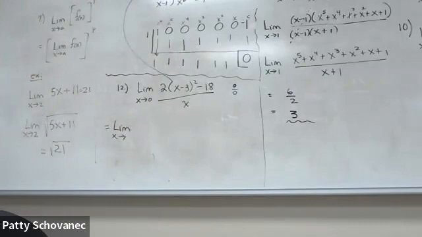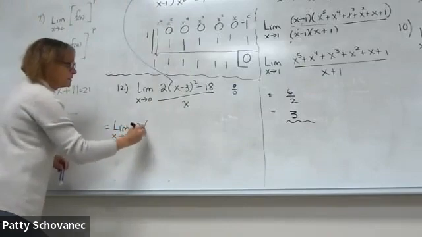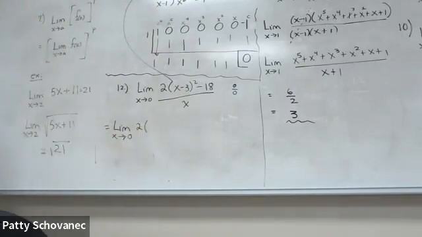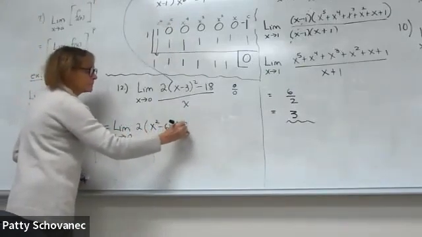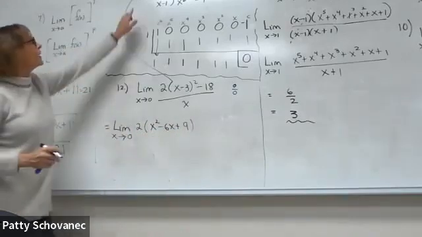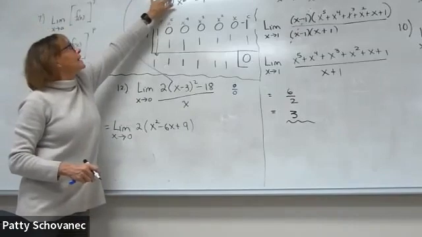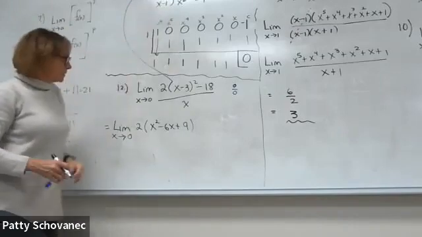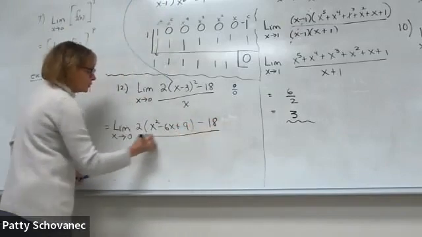When you FOIL it out and simplify, you're going to get... well, you tell me, what do you get when you take x minus 3 and square it? x squared minus 6x plus 9. So is it the first term squared, twice this product, plus that last term? All right, then I still have to multiply all of that by 2.